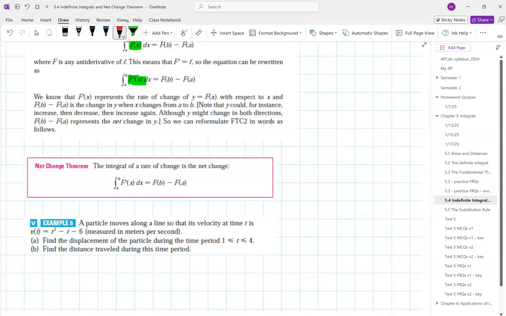We know that the derivative of capital F represents the rate of change for y equals f of x, right? That's what a derivative is, a rate of change. So F of b minus F of a is the change in y as x changes from a to b.